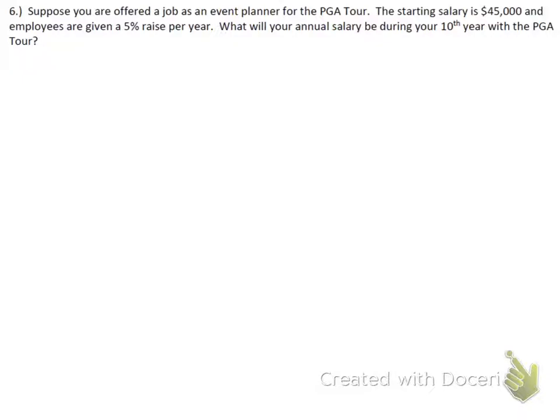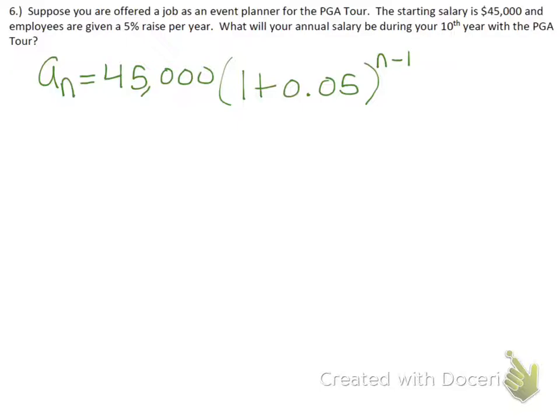Our next problem here is going to talk about salary and a basic exponential growth problem. The question is asking, what will your annual salary be during your 10th year with the PGA Tour, or the 10th value in this sequence? So we're going to need to write out a sequence. When we're talking about a 5% raise per year, that is a geometric problem. It's an exponential growth problem. So our sequence here is going to be a geometric sequence. And that sequence looks like this.